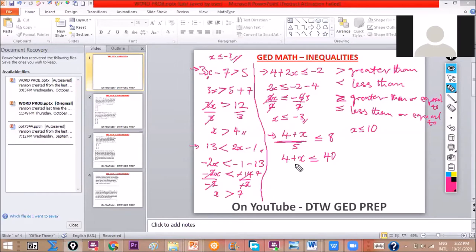Now we have to deal with the 4 here, so we take 4 to this side. So we have x less than or equal to 40, taking a positive 4 to this side, we have a negative 4. So x is less than or equal to 40 minus 4, which gives us 36. So this is the answer. X is less than or equal to 36.